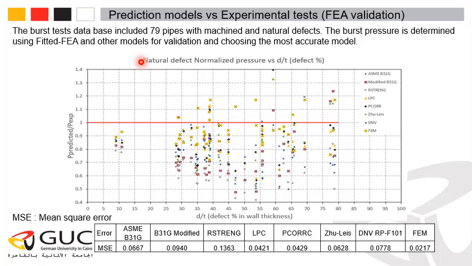For the case of natural defects, the same thing is obtained, where most of the models provide conservative results here in the deep defects. And also the finite element model has the minimum mean square error compared to other models. However, the mean square error in the case of natural defect is somewhat more than the mean square error in the machine defects.